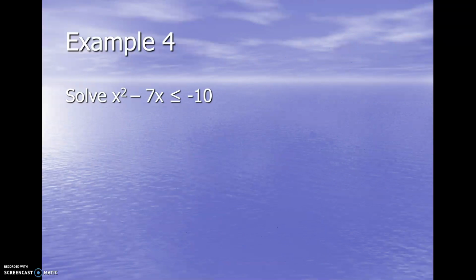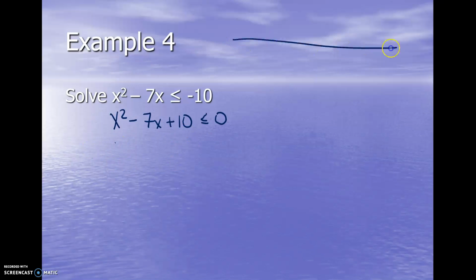I would like you to try this one on your own. The first thing you need to do is get 0 on one side. So it's actually going to be x squared minus 7x plus 10 is less than or equal to 0. All of the problems I'm going to be giving you are already going to have 0 on the right side, but the examples were kind of messed up. So pause the video, try this problem on your own. Factor, find your critical points, draw a number line, test a region of your number line to decide where your solutions are.